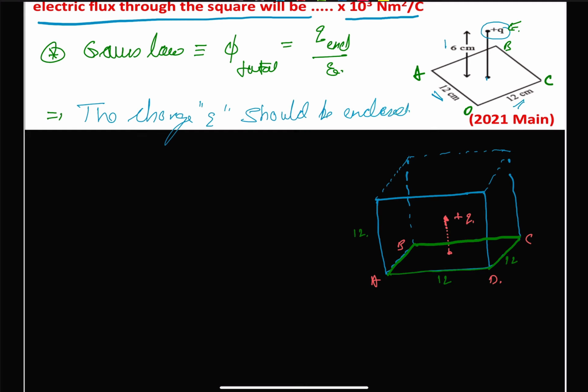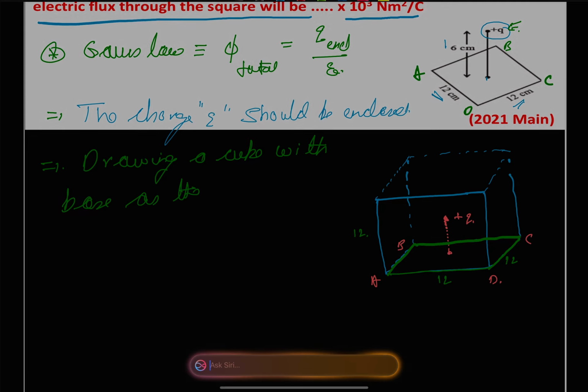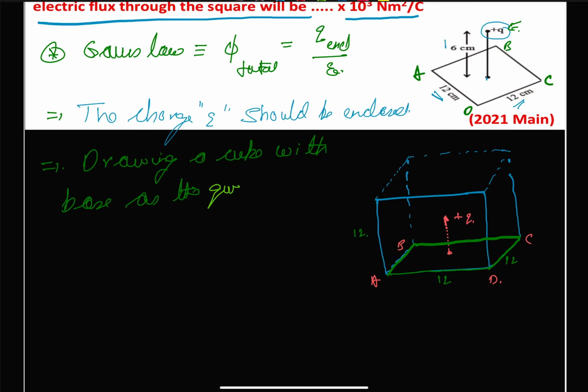Therefore, drawing a cube with base as the given square. Given square, and the given square is our A, B, C and D.